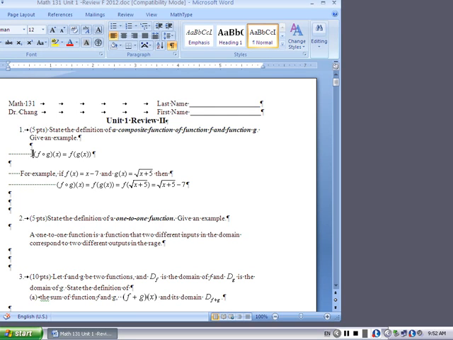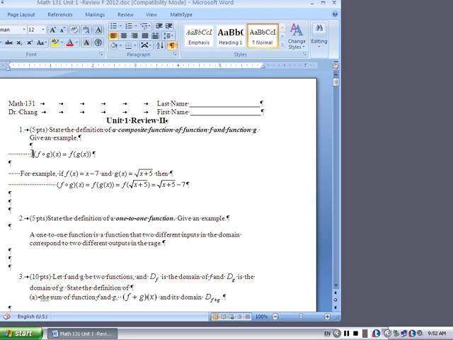Okay, so actually, the wording part. All right, you are given two functions. One is f and one is g, right? And we say in words, f composed with g. Is that right? It's defined as follows.